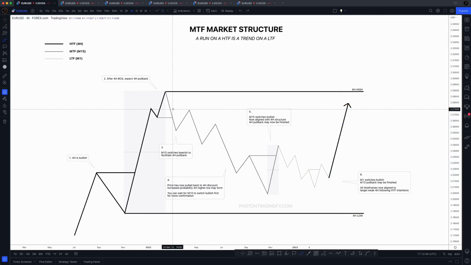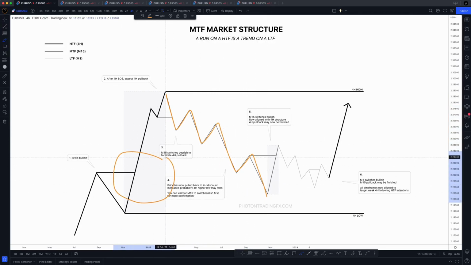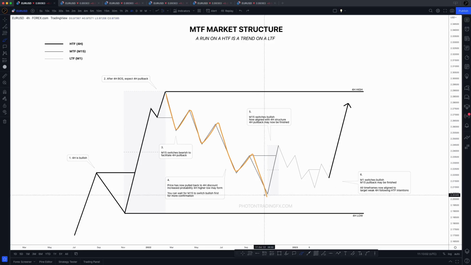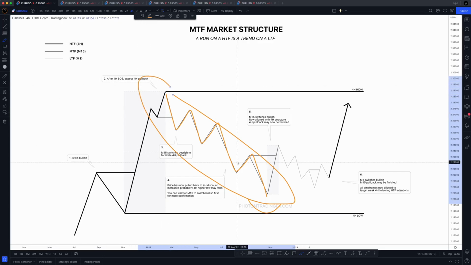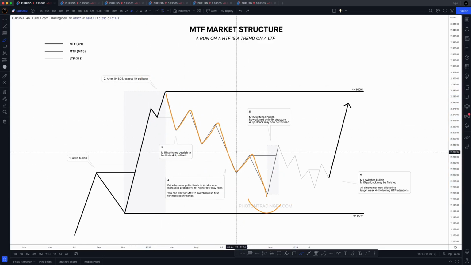But essentially, it's just the fractal nature of the market, right? The 4-hour makes a swing higher high. We're then looking for that 4-hour swing pullback. The M15 switches bearish to facilitate that swing pullback. Okay, so we can look to trade this. But we know as we get deeper into the 4-hour discount, there's an increased probability that the M15 is going to switch bullish. Why? Well, because that 4-hour high low may be forming, right? We're just playing the swing pullback phase of the higher time frames. So we know at any point the medium time frame, in this case, is about to switch bullish. Okay, it switches bullish. Now we can start to look for longs to try and target the 4-hour high.